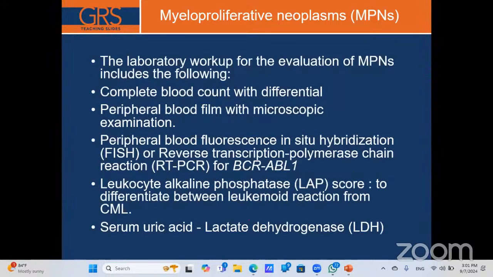The laboratory workup for evaluation of MPNs includes the following: complete blood count with differential and peripheral blood film with microscopic examination to determine or exclude presence of leukoerythroblastic reaction that occurs with myelofibrosis. Also, peripheral blood fluorescence in situ hybridization or reverse transcriptase PCR for BCR-ABL1. Leukocyte alkaline phosphatase score to differentiate between leukemoid reaction secondary to infection and CML. Also, serum uric acid and lactate dehydrogenase are usually elevated in cases of MPN. Next slide.